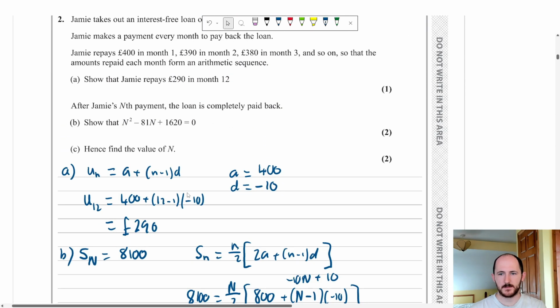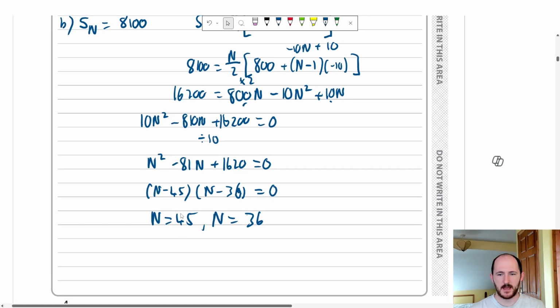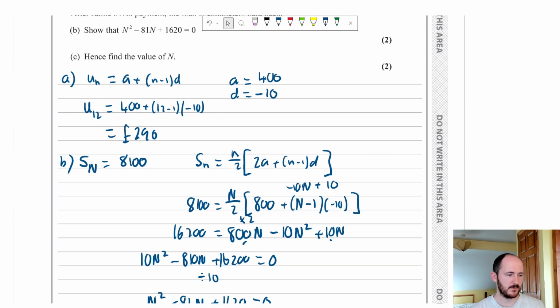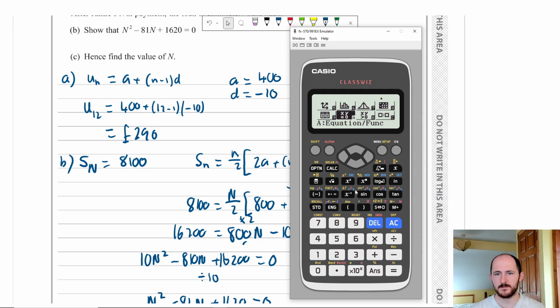Well, let's sub in n equals 44 into the UN formula, right? So 44. And I'll show you what I mean. Again, it's just because of the structure of the problem. So 44 minus 1. As you can see, I get a negative number.